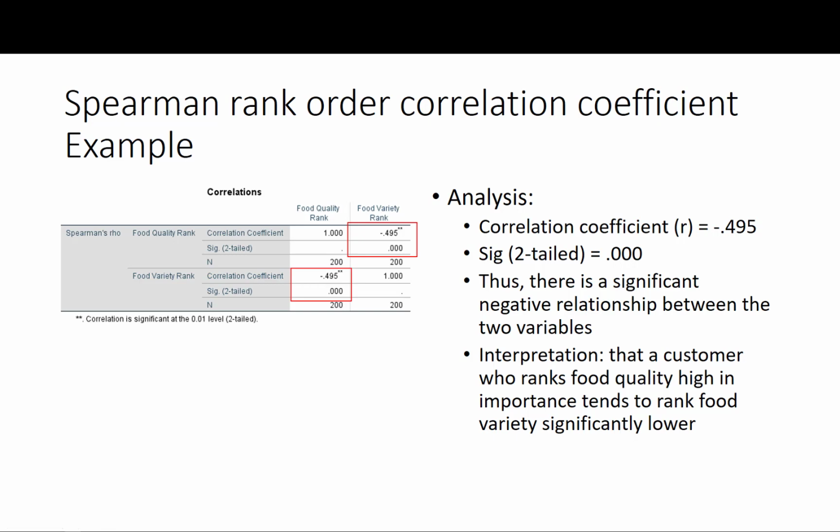The interpretation of this is that a customer who ranks food quality high in importance tends to rank food variety significantly lower. So if Deli Depot wants to be perceived as having higher food quality, they might need to reduce the number of food items they are offering.